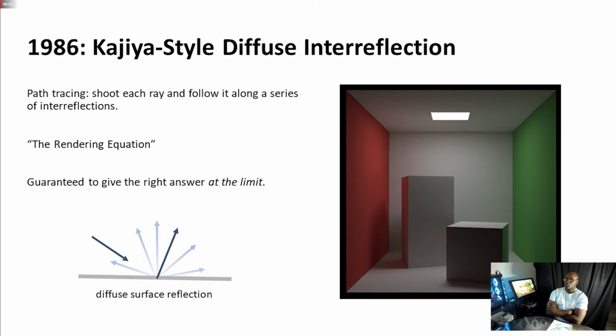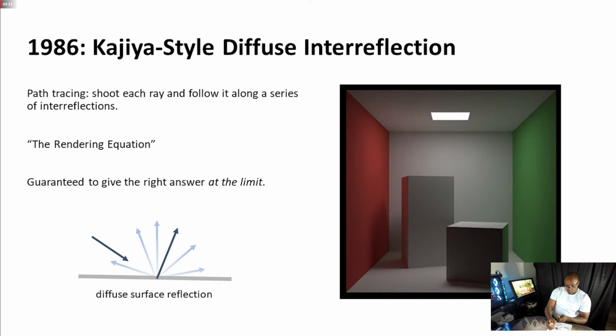It's more expensive, you have to shoot more rays, and the more rays you shoot, the better the answer you get, but it's often worth the cost. So 1986 was sort of the next theoretical leap, which is Kajiya-style diffuse interreflection. This is a classic paper, which we'll go to in a later lecture, called the rendering equation. And basically his idea is, well, what if we say the sky's the limit?